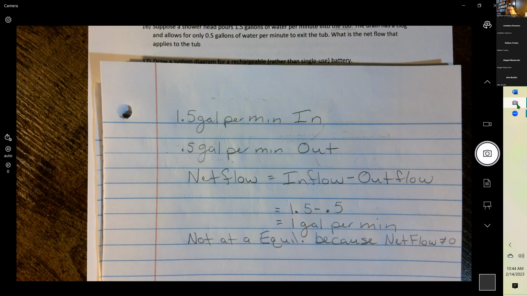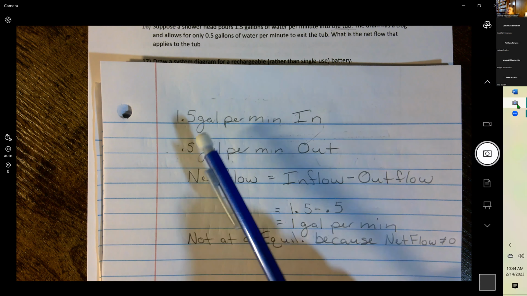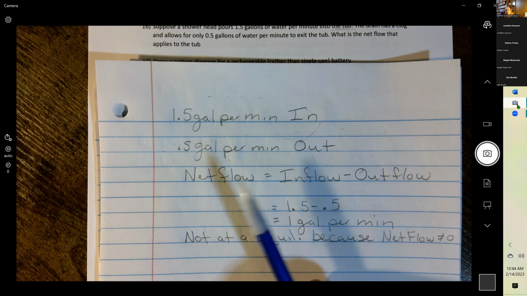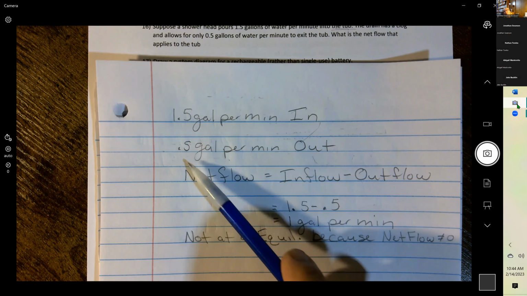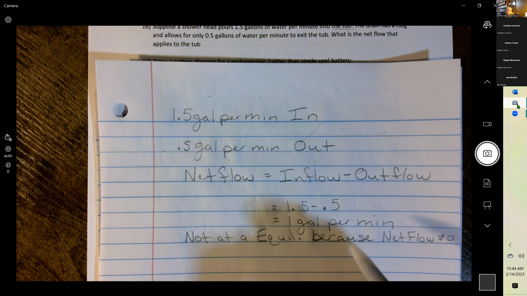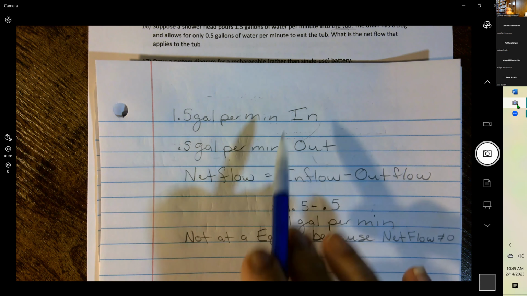Would this bathtub then overflow, or will the water all drain out eventually? It'll drain out. I don't know. Let's see. If this is positive, then it's getting too much water in it. If it's negative, then it's losing more. So if you're getting 1.5 in and it's only taking half out, it's going to overflow because each time you're getting an extra gallon per minute. So this would overflow because there's more coming in than there's going out.